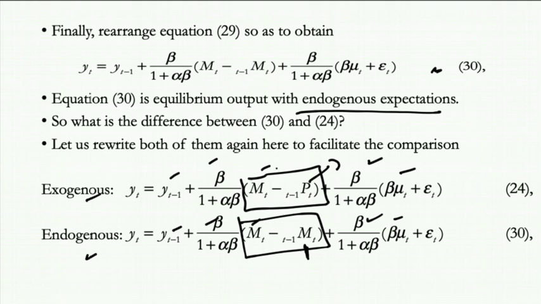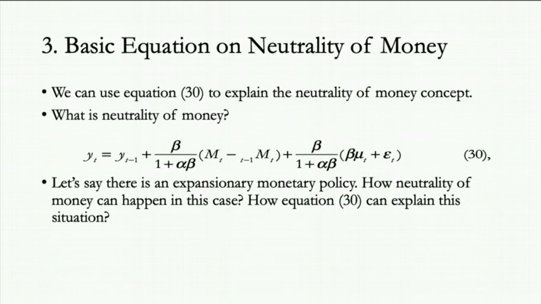So 30 is basically a reduced form of YT with endogenous price as solution. Now, I want you to look at the difference between exogenous and endogenous in detail. Now let's look at another thing that we need to emphasize here.